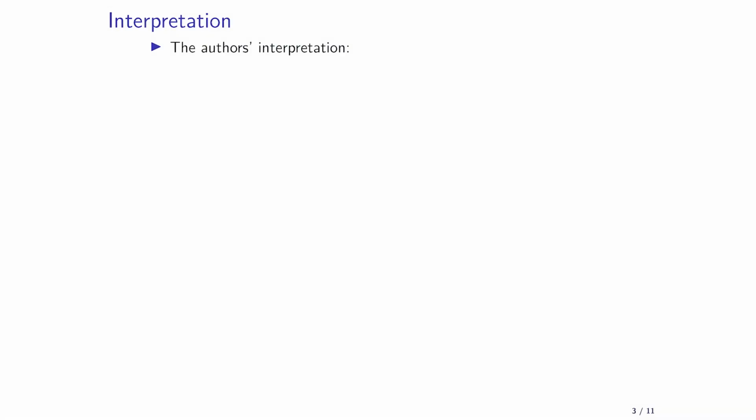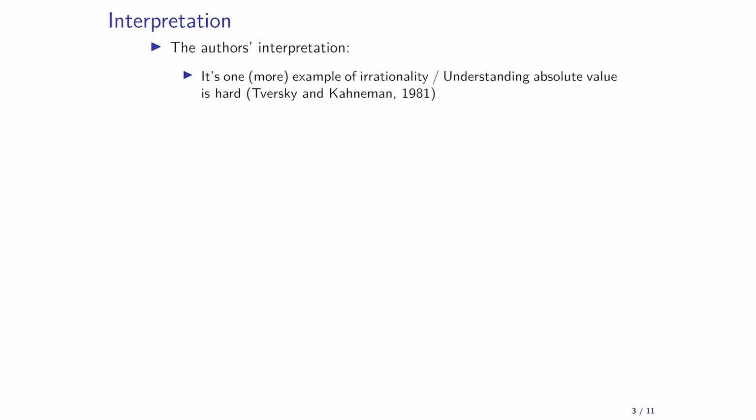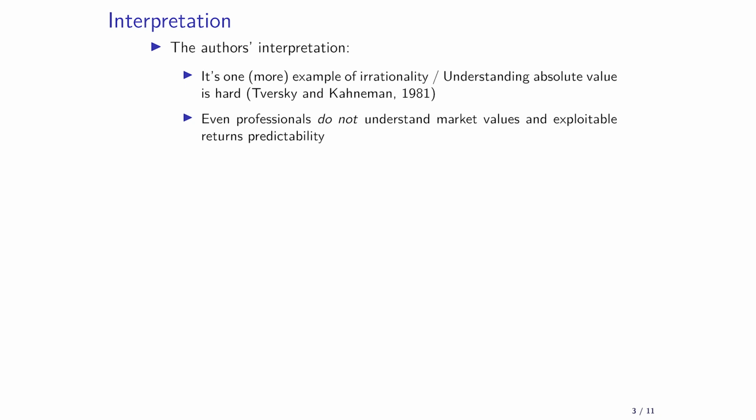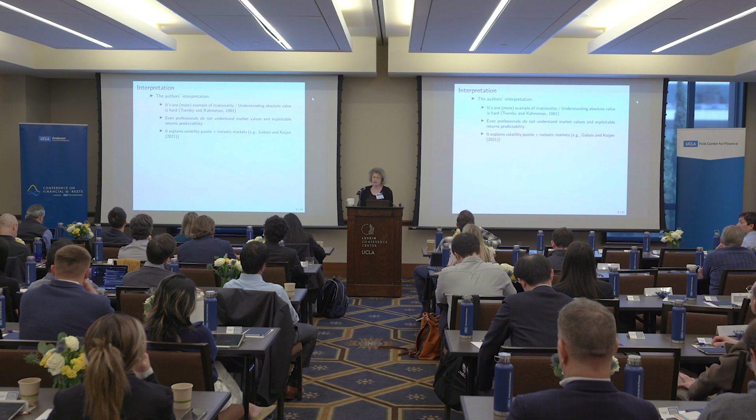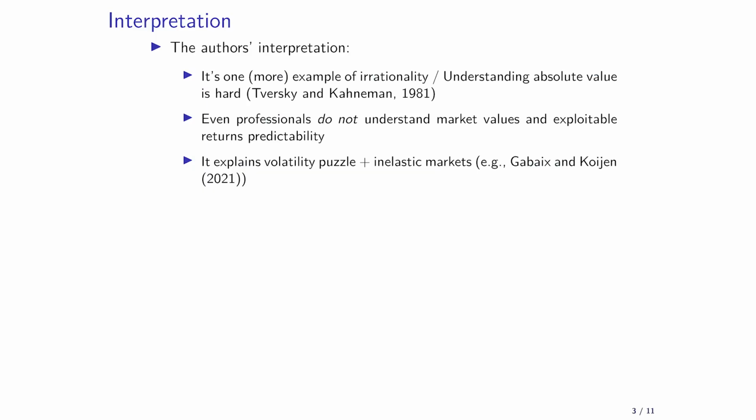So the authors' interpretation, and Sam did a great job going over that, is that it's really hard to understand levels. There's a lot of literature showing that we're good at looking at relative things, but not absolute things. It's just one more example of irrationality. Even professionals do not understand market values, and they do not understand exploitable return predictability. If there's mispricing, there should be predictability. They should be able to exploit it, but they're not capable of doing that. Therefore, that could explain some well-known stylized facts that we know in the market.